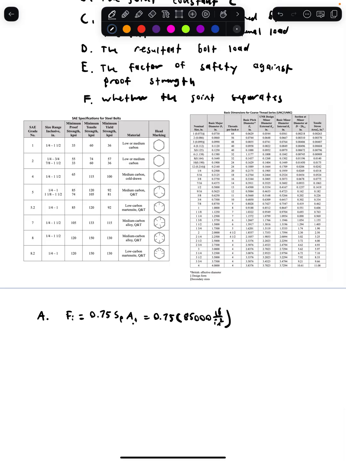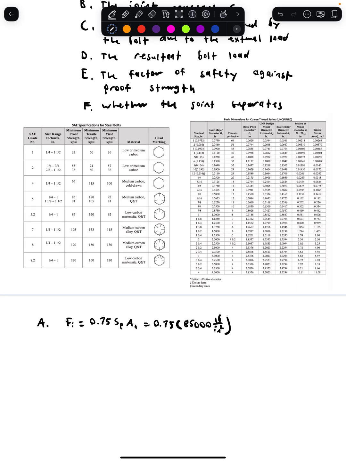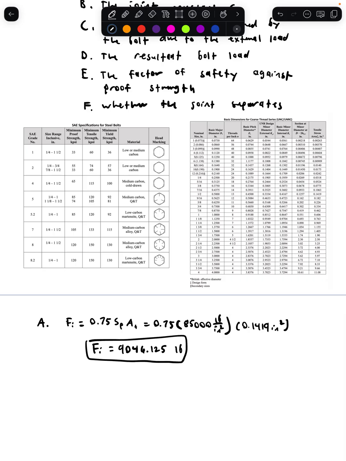And then for our tensile area, if we come over to this table, we go down to the 1/2 inch bolt, and we go all the way over to this last column. We see our tensile stress area is 0.1419 inches squared. So if we plug this into a calculator, it's going to come to 9,046.125 pounds. So that's the preload on the bolt. That's how tight the bolt is.